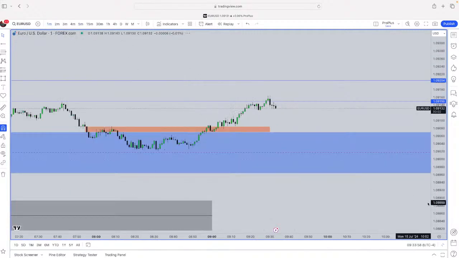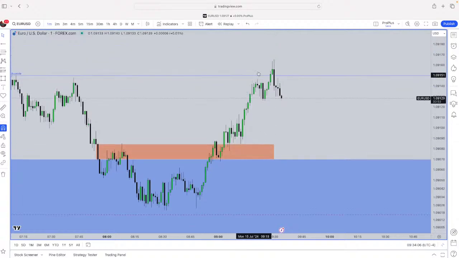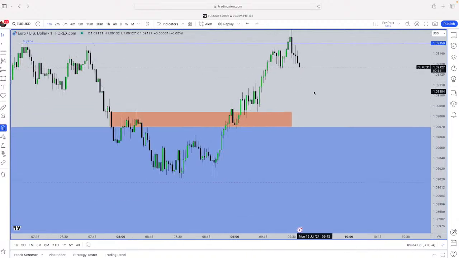See if there's a different type of entry to get in. I mean, an entry would have been inversion fair value gaps, that would have been nice. Enter there, stops below. Partials here. What else would there have been?